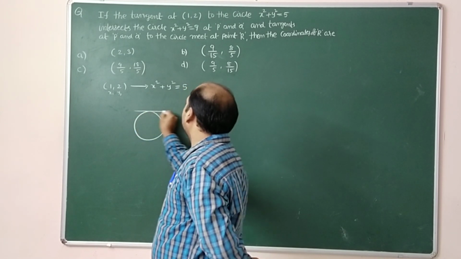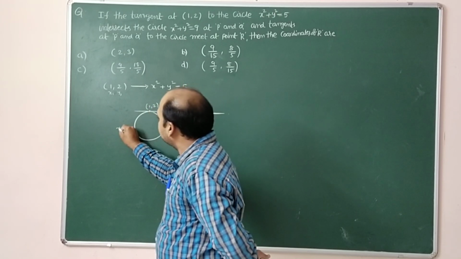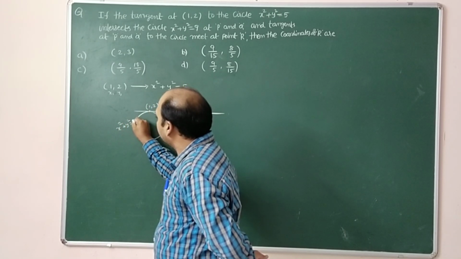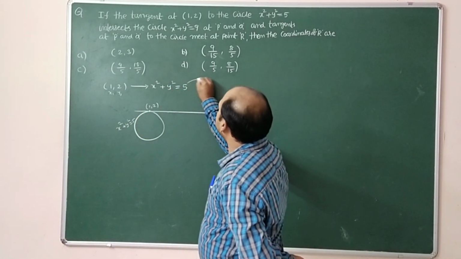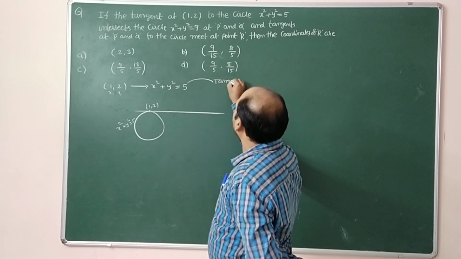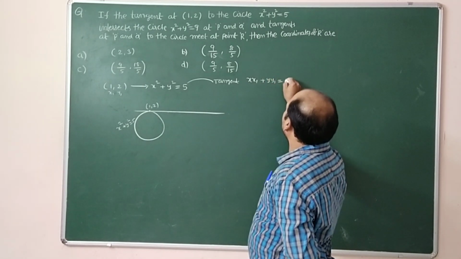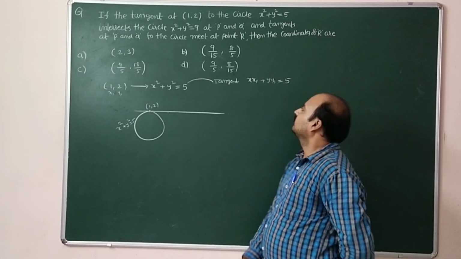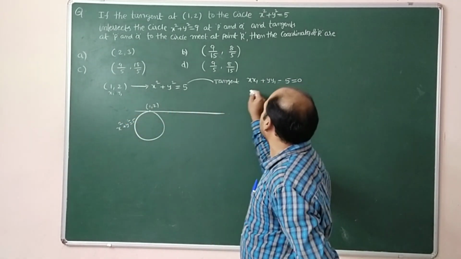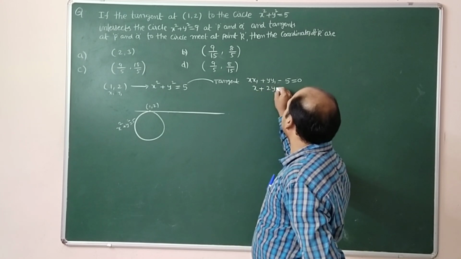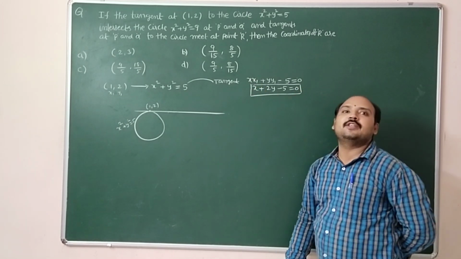Better to take here. This is the tangent equation at the point (1, 2). The circle is x² + y² = 5. What is the tangent equation to the circle? For this circle, the tangent equation formula is xx1 + yy1 = 5, or xx1 + yy1 − 5 = 0. In place of x1, y1, substitute (1, 2). So x + 2y − 5 = 0. So this is the equation of the tangent.